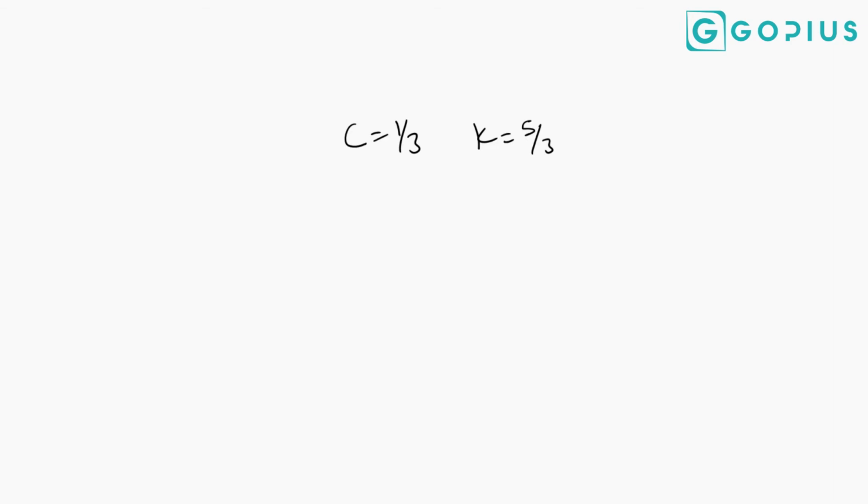Alright, so here we're having x was actually equal to k plus c y squared. Okay, so our c is 1 over 3 and our k is 5 over 3.